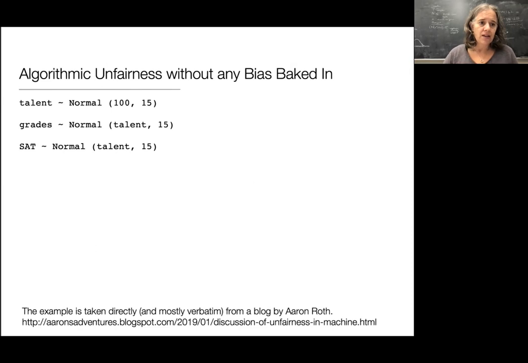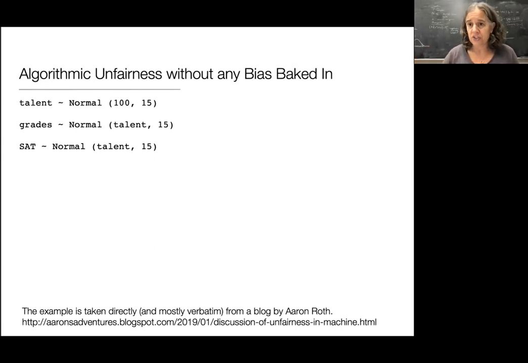So let's get into it. Let's say that there's a group of individuals and their talent is normally distributed with a center of 100 and a standard deviation of 15. That just means that they're kind of plus or minus 30. So some people have talent as low as 70, some people have talent as high as 130, and it ranges mostly between 70 and 130.